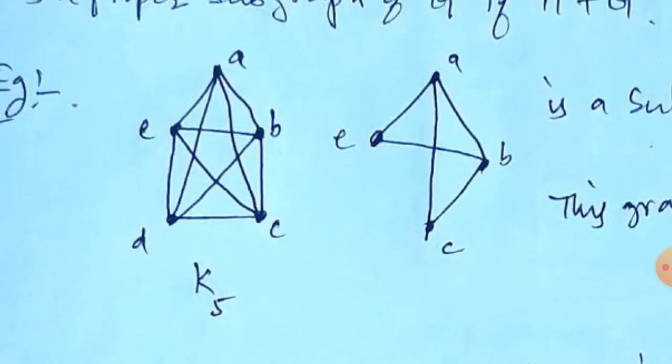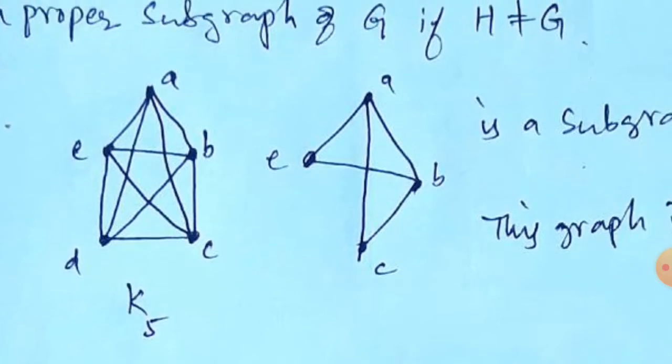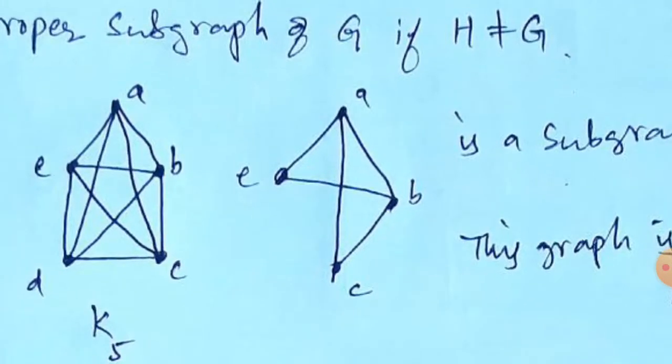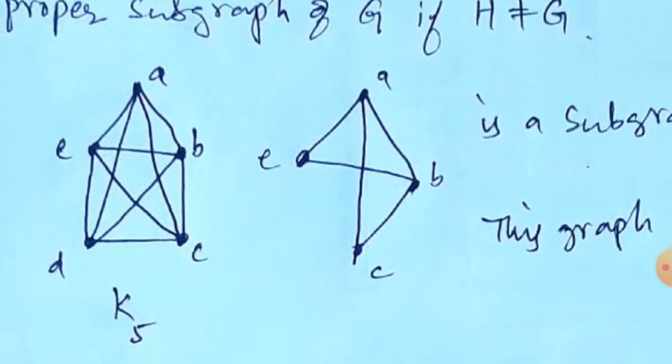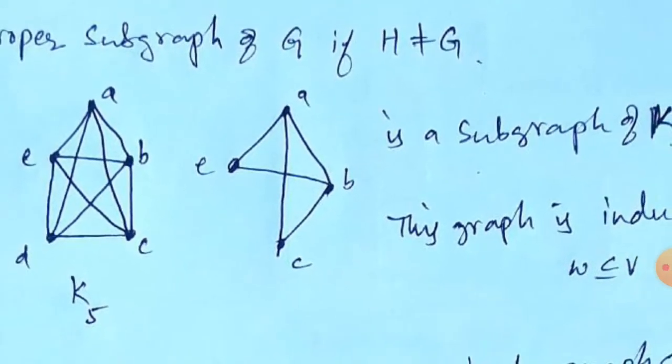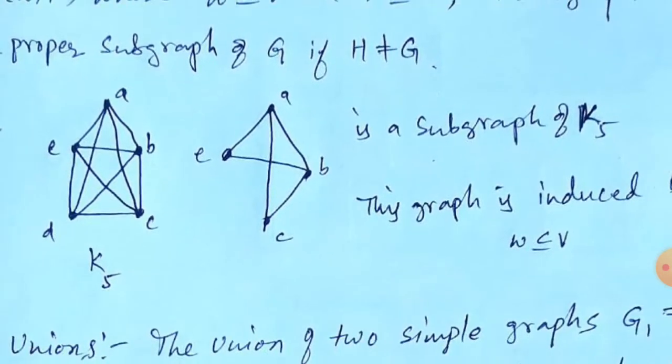Now from K5 we are getting a subgraph, by deleting a vertex D and all the edges incident on it. With the vertices only A, B, C, E, we are getting another graph. That is called a subgraph. That means a subgraph is a subset of the original graph. Subset means the vertex set is a subset and the edge set is a subset. So a subgraph is nothing but a part of the original graph.